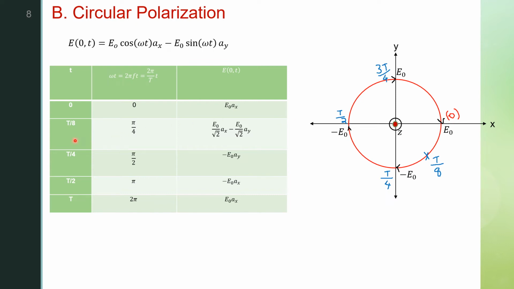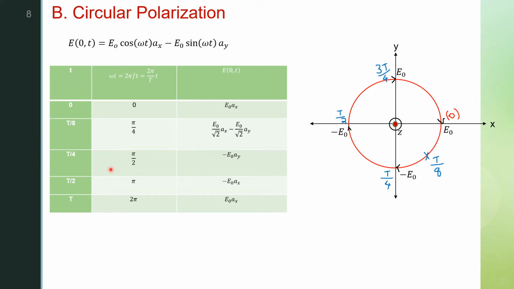Next, let's consider the case t is equal to capital T by 8. At that time omega t is equal to pi by 4, which is 45 degrees. So you will get the electric field as E0 by root 2 Ax, because cos pi by 4 is 1 by root 2 and sin pi by 4 is also 1 by root 2. So we'll get E0 by root 2 Ax minus E0 by root 2 Ay. So along x direction it is E0 by root 2 and along y direction it is minus E0 by root 2. So it's going to be somewhere here.